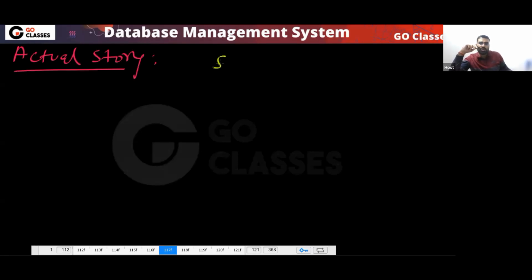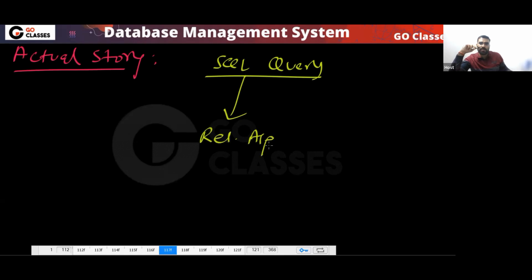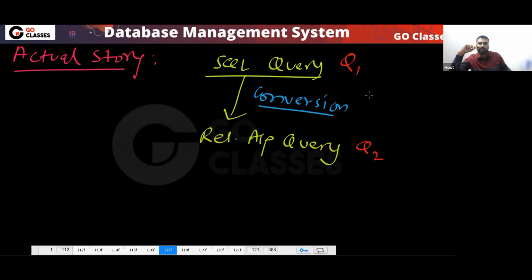You will write a SQL query. That SQL query will be converted into a relational algebra query. So this conversion will happen. This relational algebra query is your query Q1, this is your Q2. Of course, they must be equivalent, right? Else there is no point.